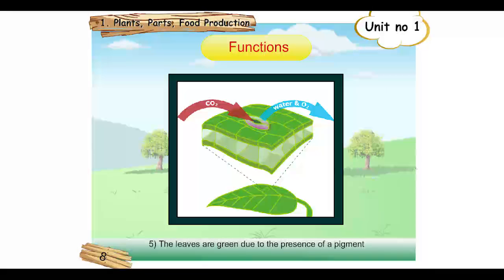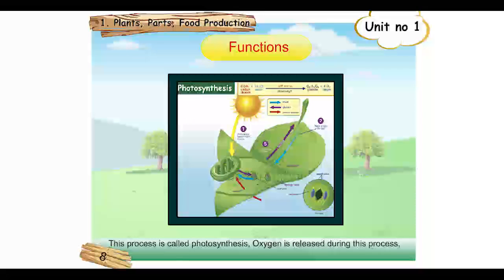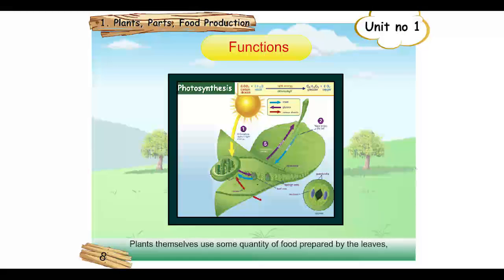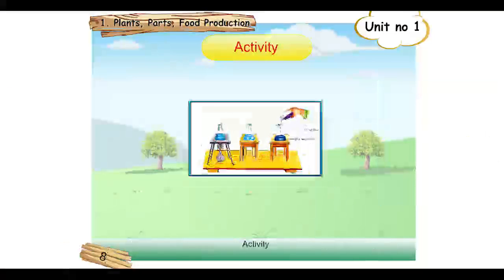5. The leaves are green due to the presence of a pigment called chlorophyll. In the presence of sunlight and water, green leaves prepare food by absorbing carbon dioxide from the air. This process is called photosynthesis. Oxygen is released during this process. Plants themselves use some quantity of food prepared by the leaves. The excess food is stored in different parts of the plant in the form of starch. Stored food is eaten by human beings and animals.